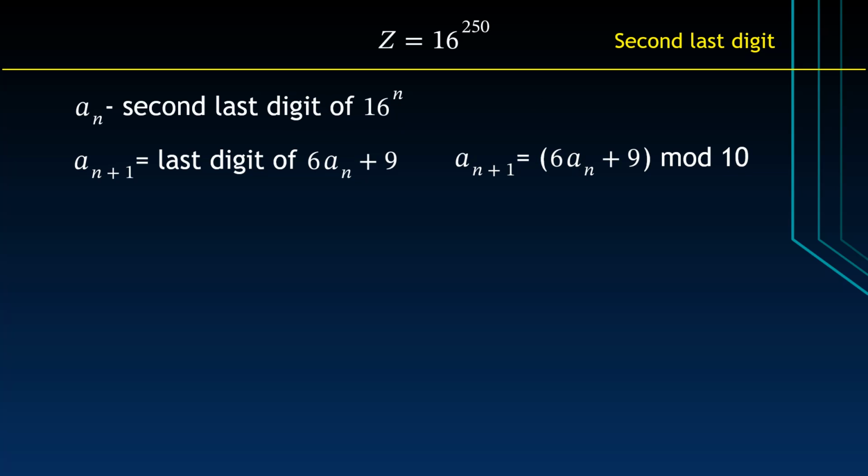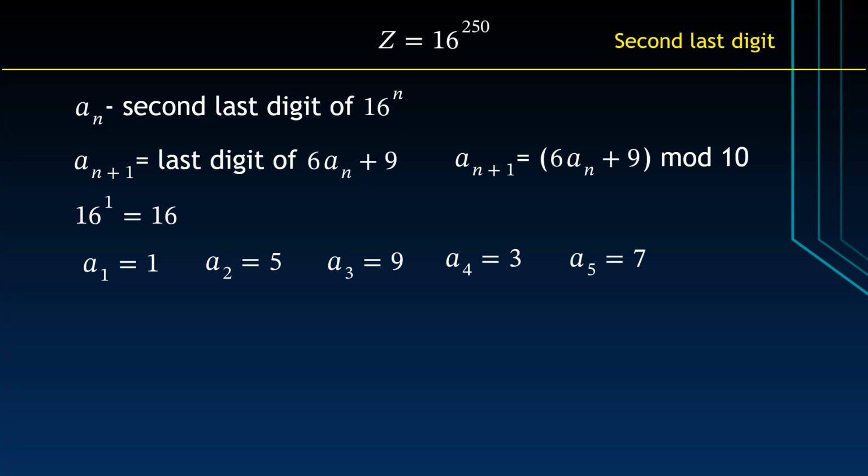So we have the recursive formula for an, and we can find a1 given that 16 to the power of 1 is just 16, which has second last digit 1. So a1 is 1, and to find a2 we use the recursive formula. 6 times 1 plus 9 is 15, the last digit is 5, so a2 is 5. Now for a3, 6 times 5 plus 9 is 39, so a3 is 9. And a4 is the last digit of 63, which is 3, and a5 is the last digit of 27, which is 7.